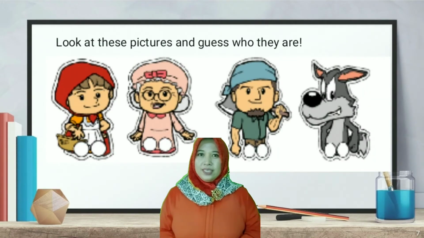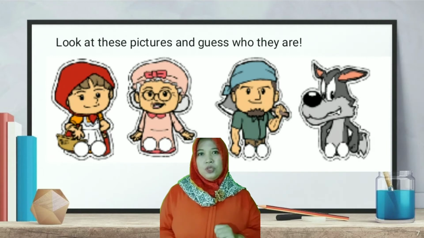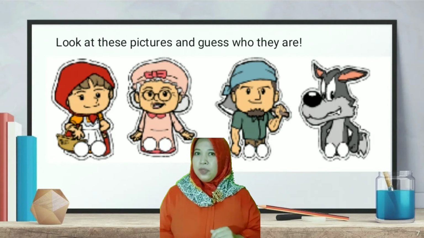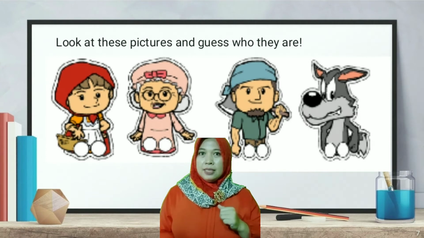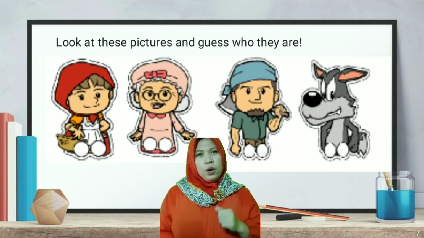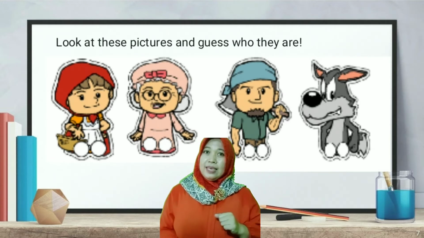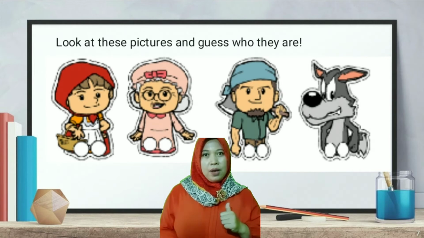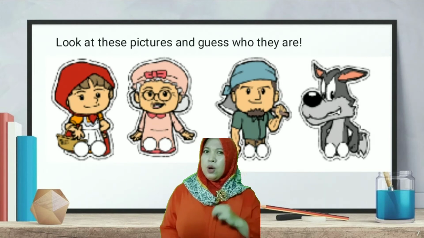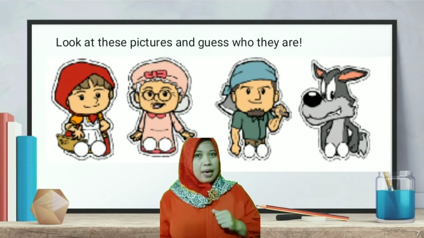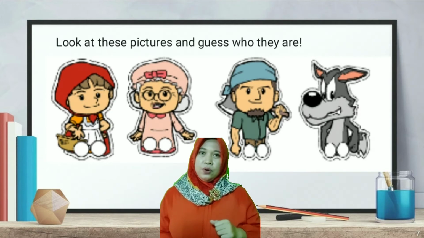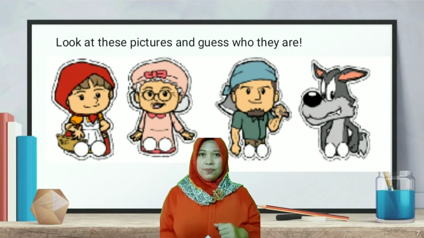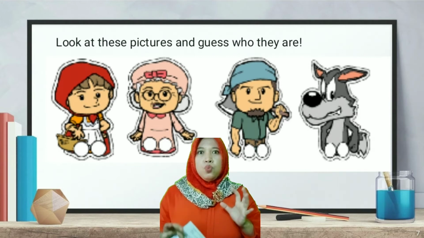Okay, how about these pictures? These four pictures. Can you guess who they are? Good. The first picture is a little girl with a red hood. Hood means the cover of a hat. What about the second picture? Yes, she is a grandmother. How about the third one? He is a man with an axe, or we can say he is a woodcutter. How about the last picture? The last picture is a wolf.